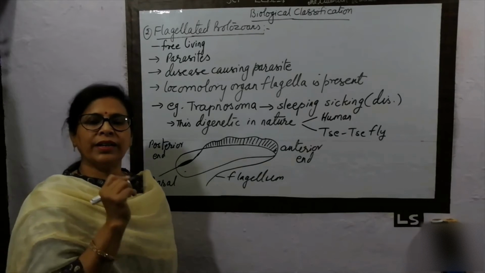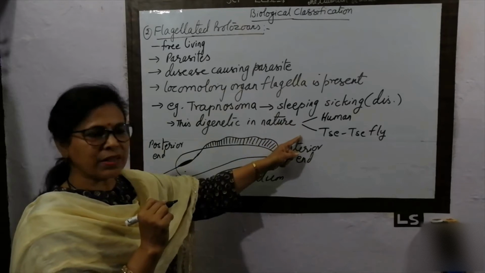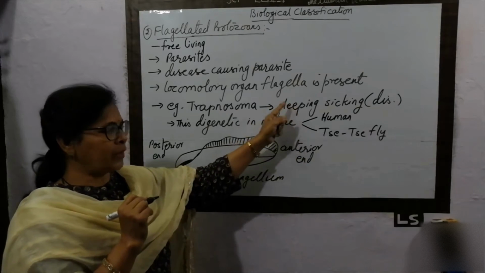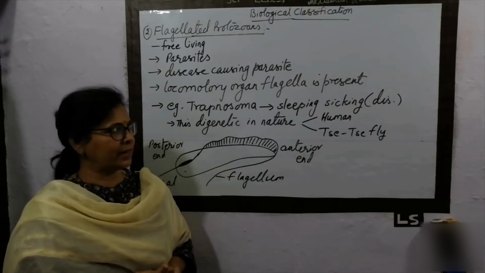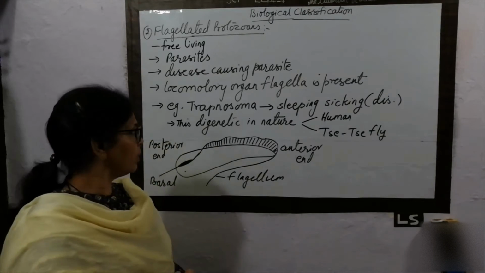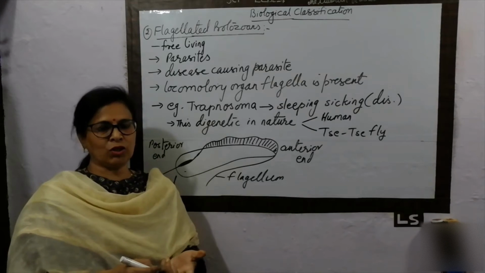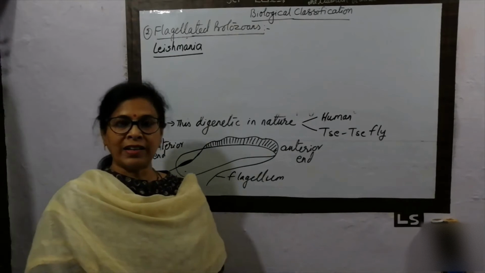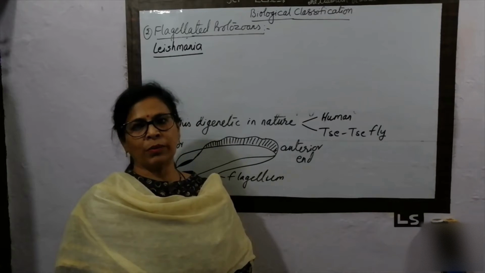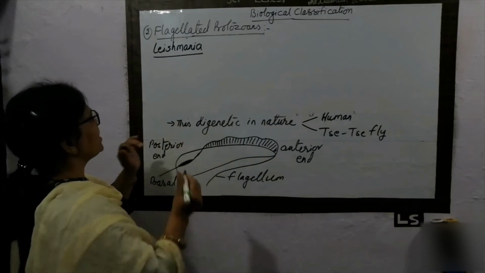As I told you, it is digenetic in nature. It means they need two hosts to survive, and the disease given by this particular flagellated protozoan is sleeping sickness. One more flagellated protozoan is also very common. That protozoan is Leishmania. Leishmania is again digenetic in nature.